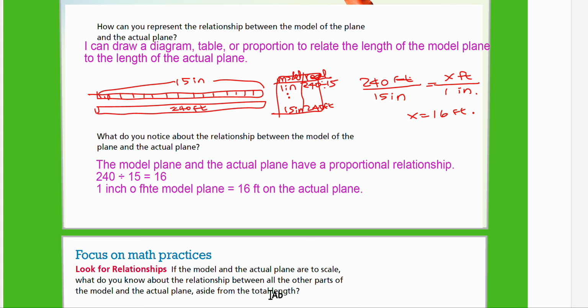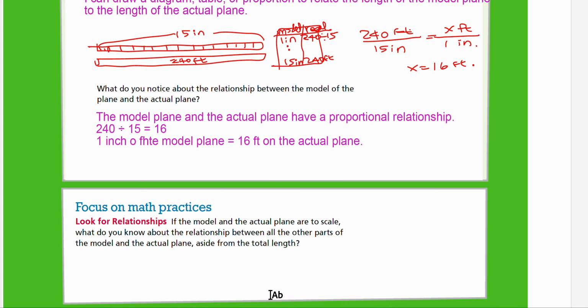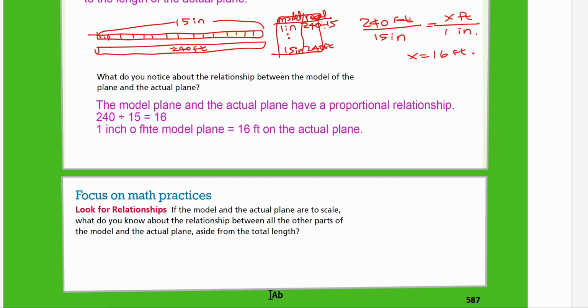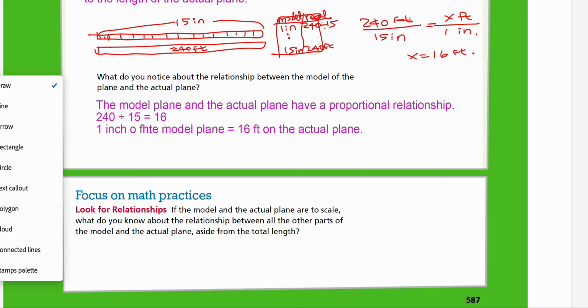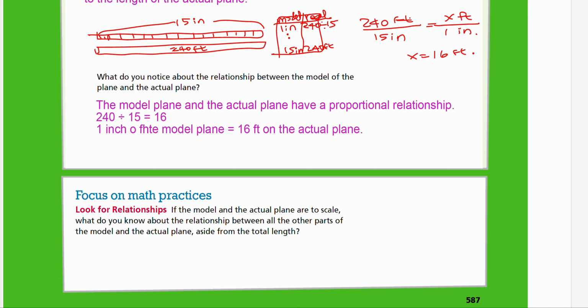Okay, so if the model and the actual plane are to scale, what do you know about the relationship between all the other parts of the model and the actual plane aside from the total height? In scale means we can use the scale to model other planes. So if the ratio of the length of any part of the model to that part's length in the actual plane is equivalent to the ratio of the model's total length to the actual plane's total length, the model and the actual plane have a proportional relationship.